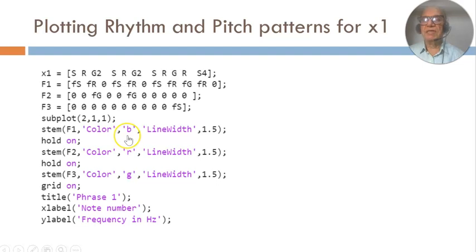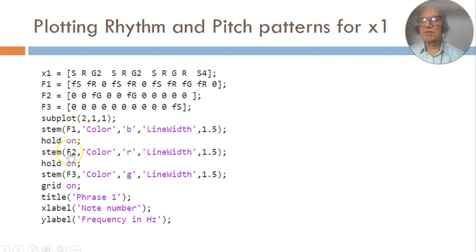Why do we do that? Because we want to use color coding for showing durations. So in this case we are assuming that blue represents 1 matra. Line width of course depends on how thick you want your line to be. So based on that you write it; 1.5 is a reasonable value. Alright. Now you write hold on. Why do you write hold on? Because on the same plot you also want to plot F2.